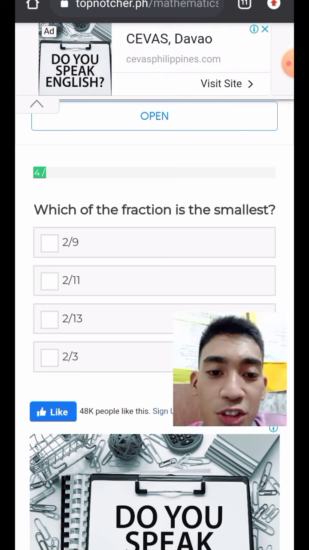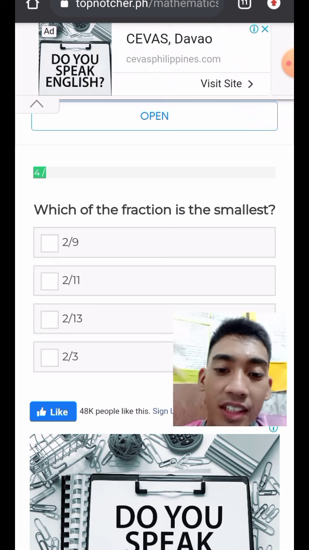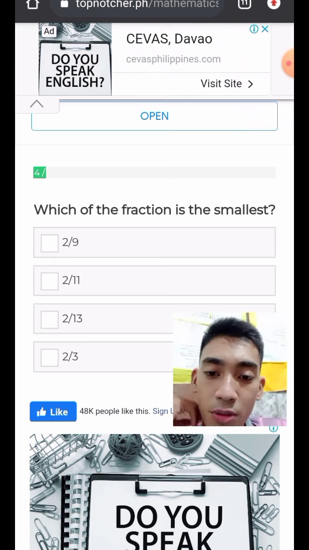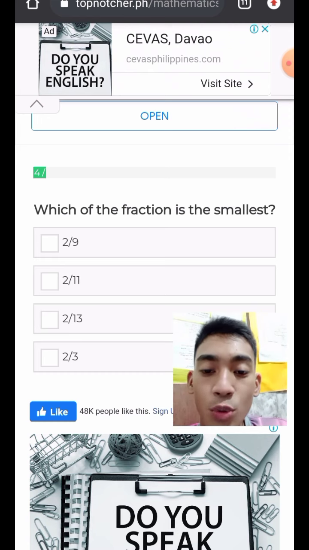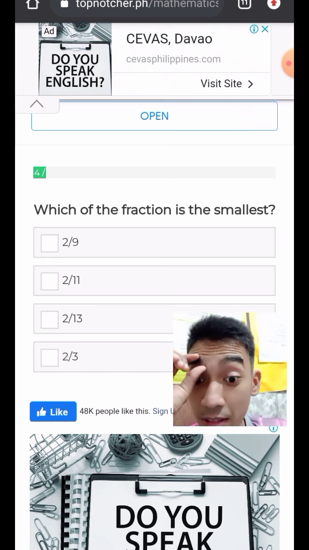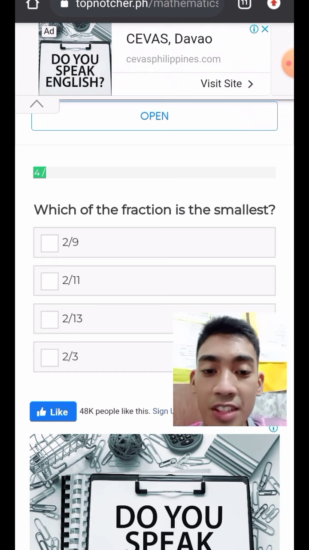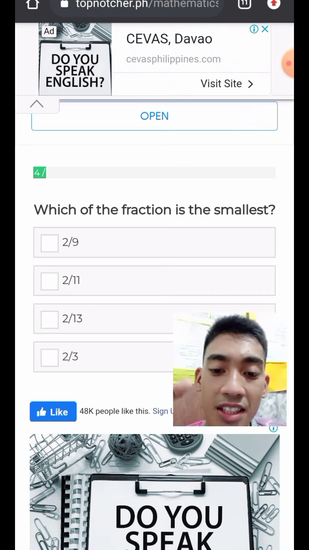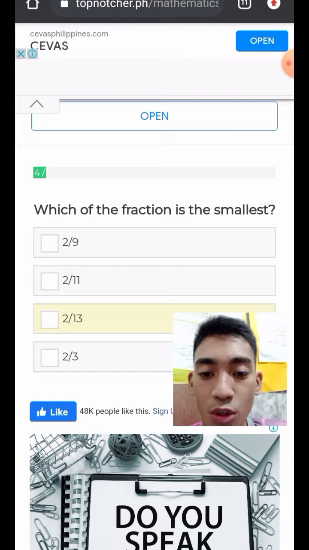Which of the fractions is the smallest? The bigger the number in the denominator, the smaller the fraction becomes. So 2/9 is not, 2/11 it can be, 2/13 is the smallest, diba? While 2/3 is the biggest here. So 2 all over 13.